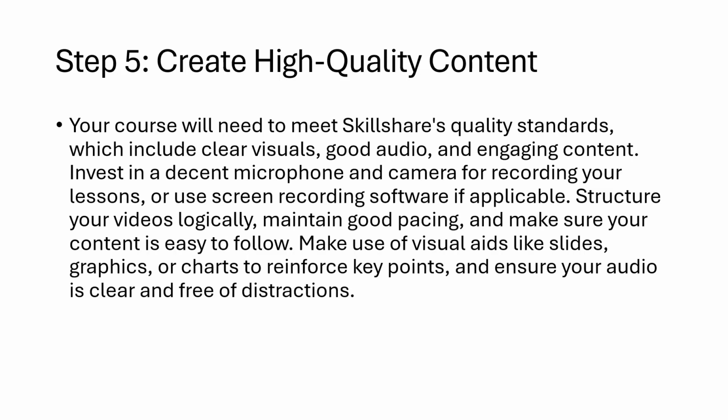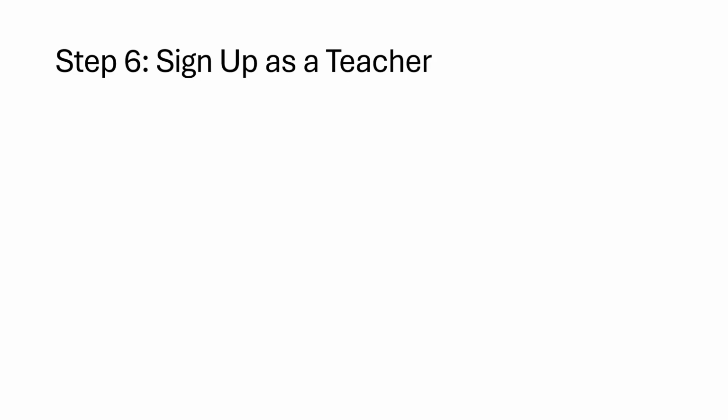Step 5. Create high quality content. Your course will need to meet Skillshare quality standards, which include clear visuals, good audio, and engaging content. Invest in a decent microphone and camera for recording your lessons, or use screen recording software if applicable. Structure your videos logically, maintain good pacing, and make sure your content is easy to follow. Make use of visual aids like slides, graphics, or charts to reinforce key points, and ensure your audio is clear and free of distractions.